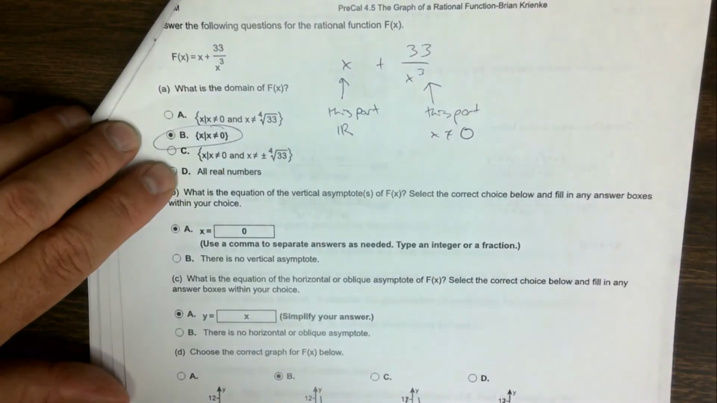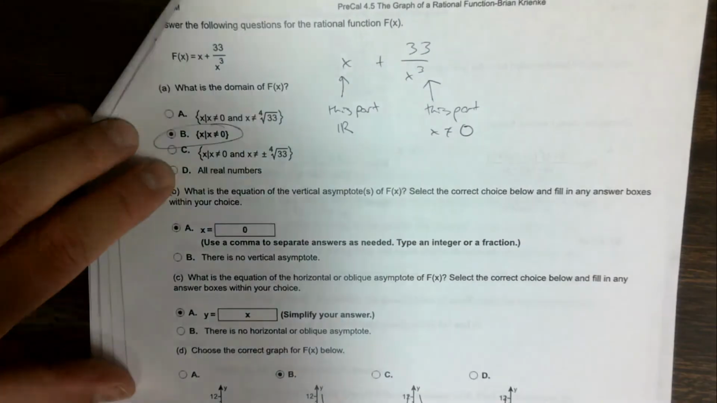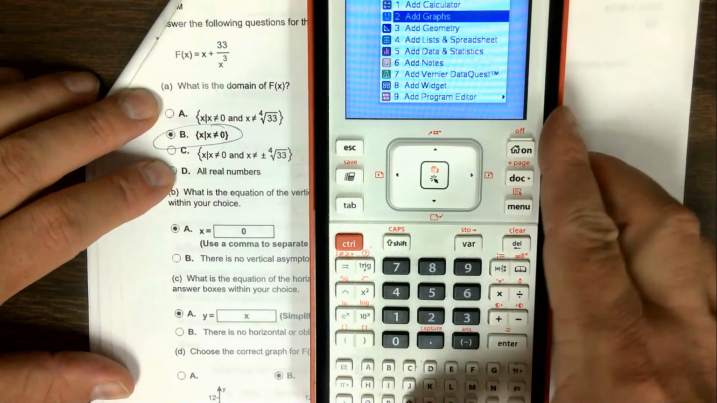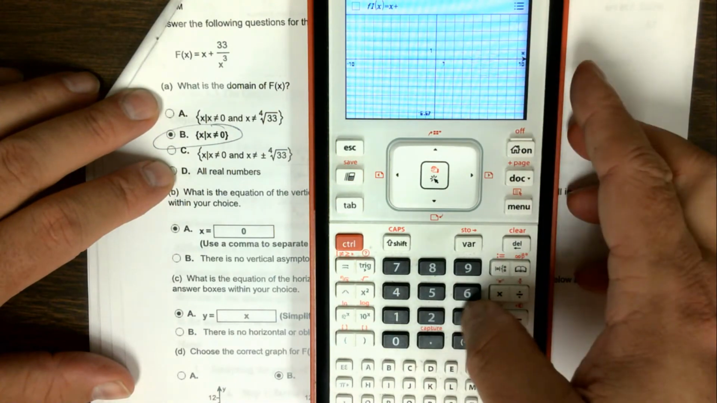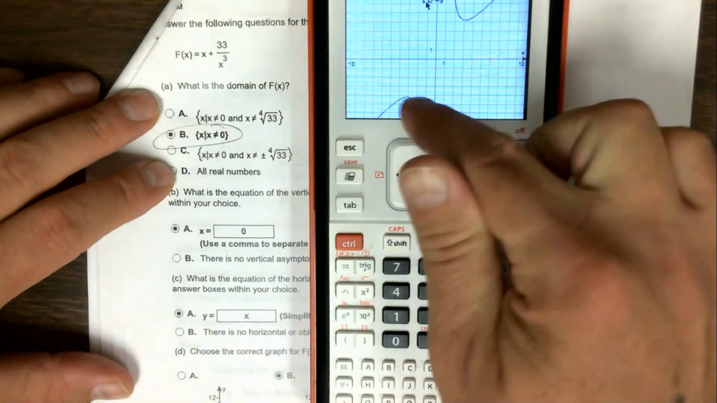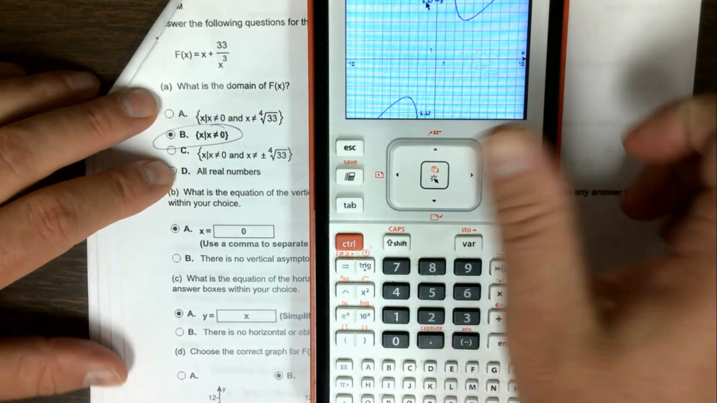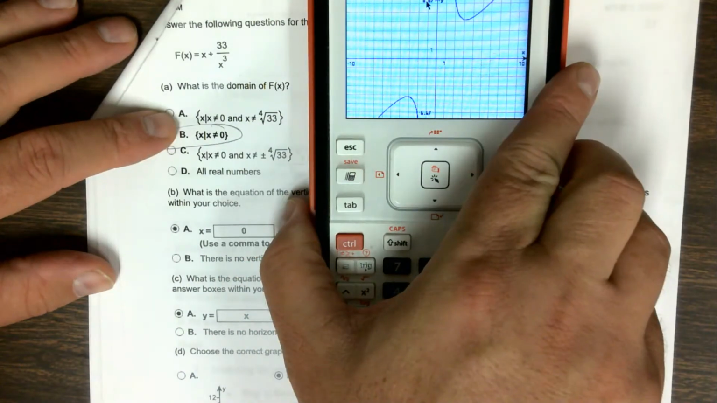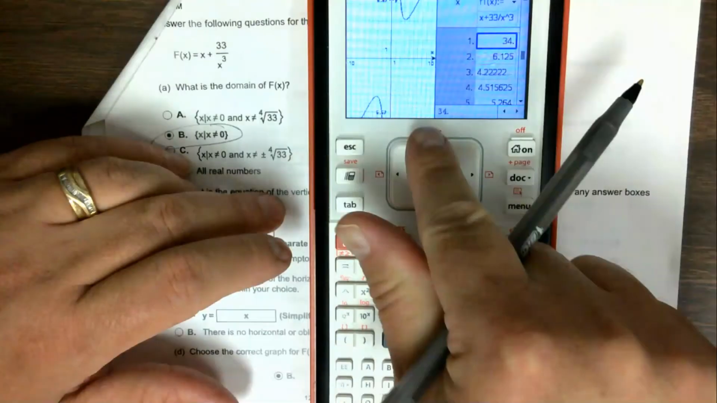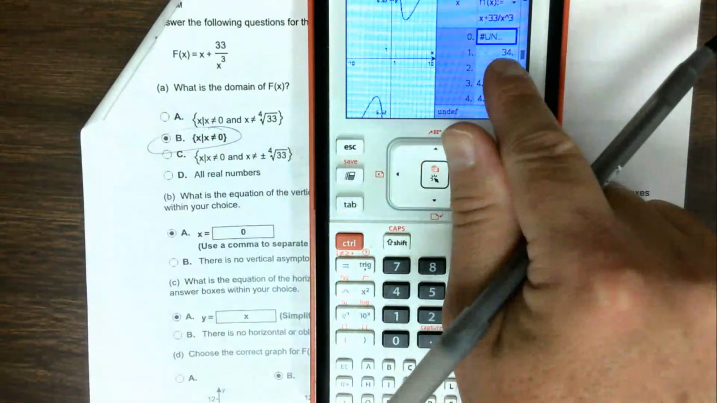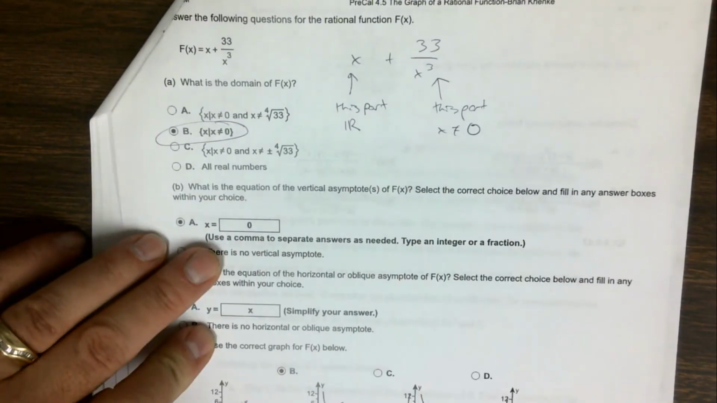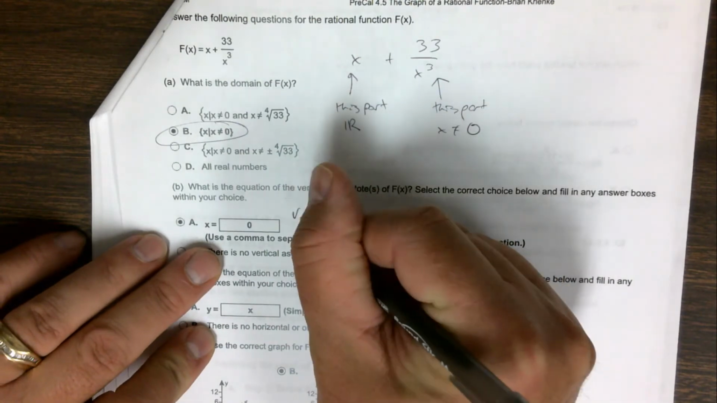If you want to graph that, you get x plus 33 over x to the third power, which looks like that. So we do have a vertical asymptote, and let's look in the table. Okay, so we can see it's at 0 where it's undefined. So that would make sense. Vertical asymptote at x equals 0.